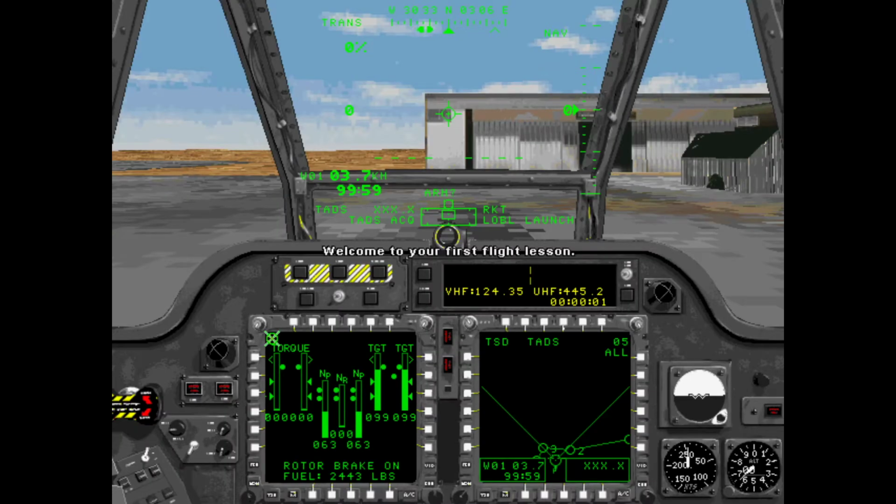Welcome to your first flight lesson. In this lesson we will cover all the basics of helicopter flight. First, I will teach you about the controls. There are 4 control inputs to a helicopter.